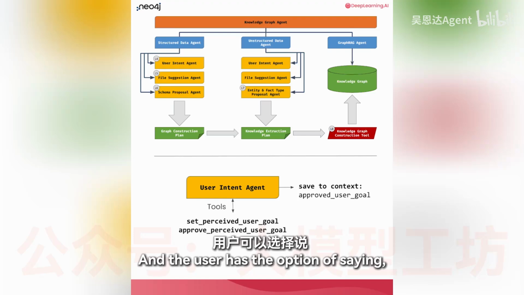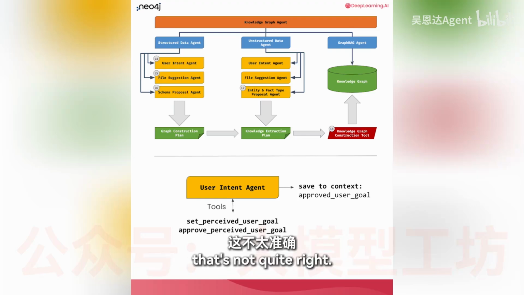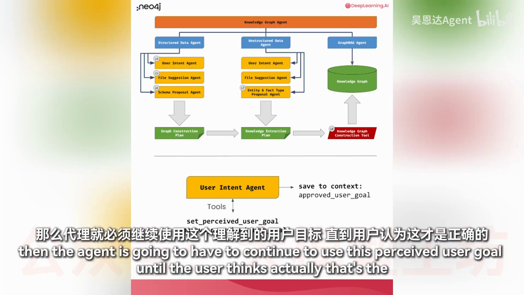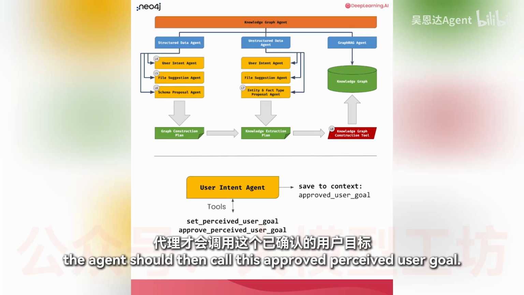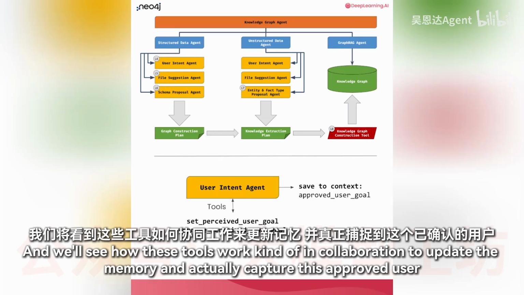And then the user has the option of saying, yes, that's right, or no, that's not quite right. Try again. If you want to try again, then the agent is going to have to continue to use the set perceived user goal until the user thinks, actually, that's the correct thing. I approve that. And only when the user has approved, the agent should then call this approved perceived user goal.